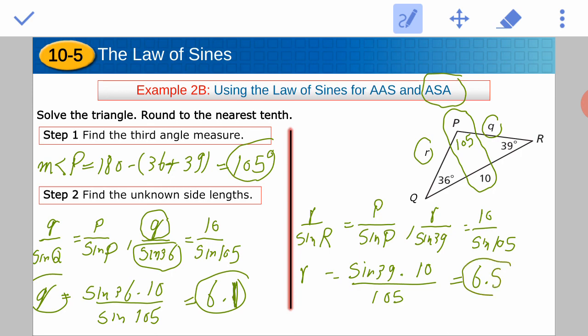So guys, when you are given two angles and one side, either the side is between or not between, you can always use the law of sines. See you in the next part of this section.